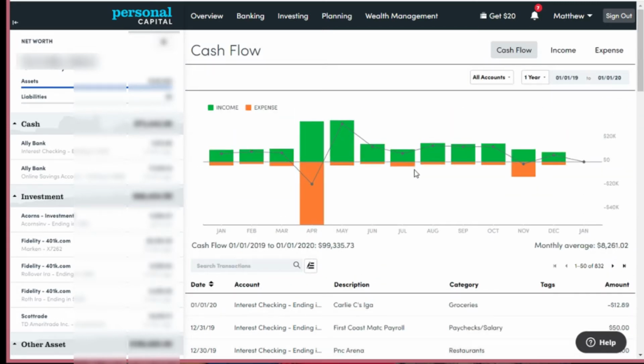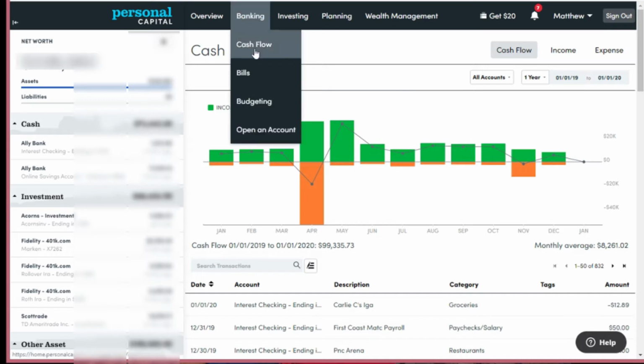If you're familiar with Mint, a lot of charges can get lumped into separate buckets. So for example, you could go to AutoZone and Mint might categorize that as entertainment, when really it should be for car parts. Personal Capital does a much better job of actually categorizing spend, is what I've noticed.